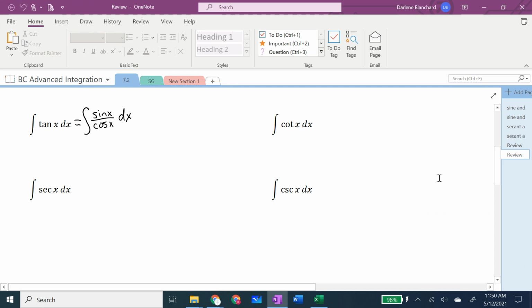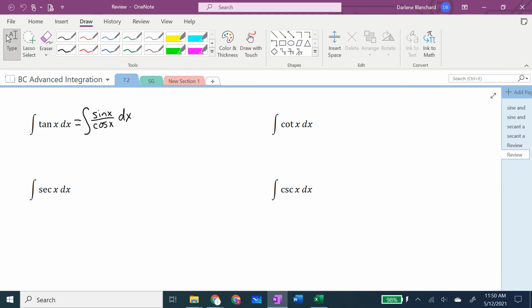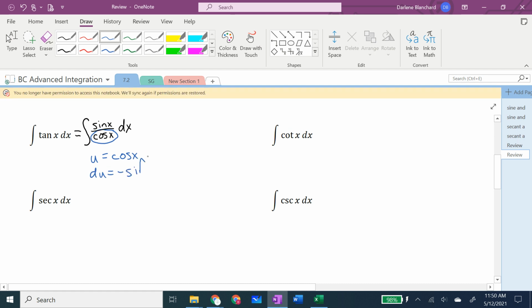All you have to remember is to turn it into sine and cosine and just look carefully at what you have. If you make the denominator be your u in a u substitution, the derivative of cosine is negative sine x.